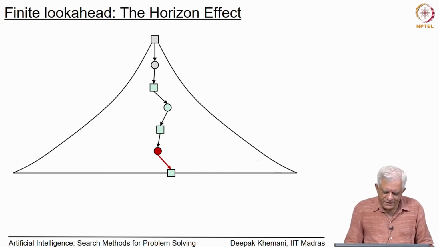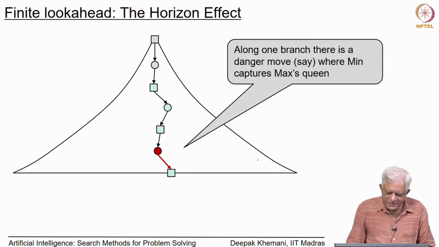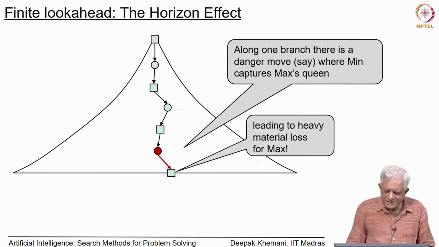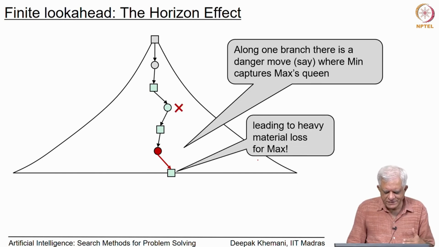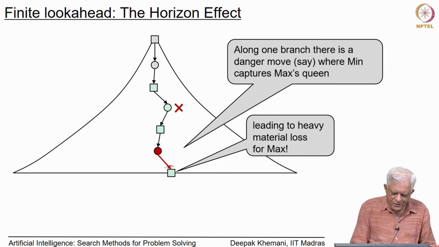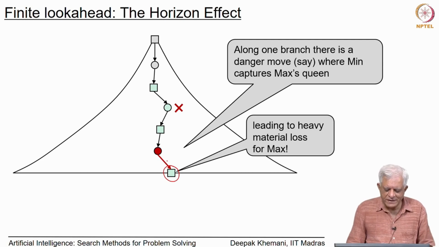6-ply search, and there is a node, let us say, along the branch, a node where min captures the max queen, this node depicted in red, and in fact alpha beta would see this, because the value of this leaf node would plummet, it would lead to heavy material loss, because queen has a very high value in the game of chess, and consequently it would not have made this choice essentially, and it would have made perhaps a different choice.